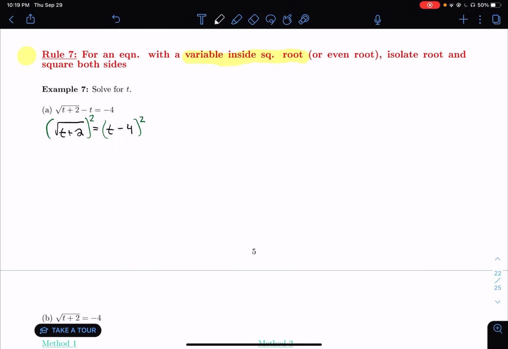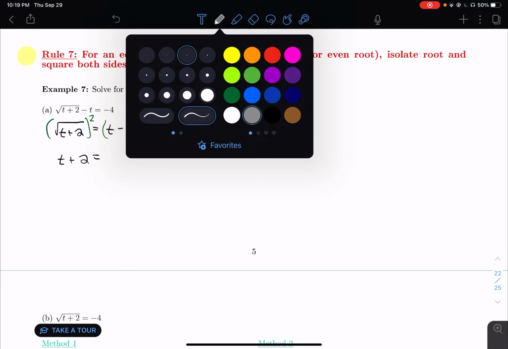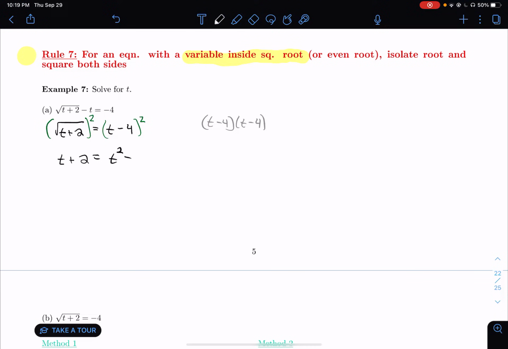When I square the left, it'll cancel that root, and we'll end up with t plus 2. On the right, remember this thing squared means t minus 4 times itself. So now we've got to distribute and FOIL that out, and that gives us t squared minus 8t plus 16. Now we can move everything to one side. I'll move all the stuff on the left to the right, and we'll get t squared. If I subtract the t, we get minus 9t, and then plus 14.